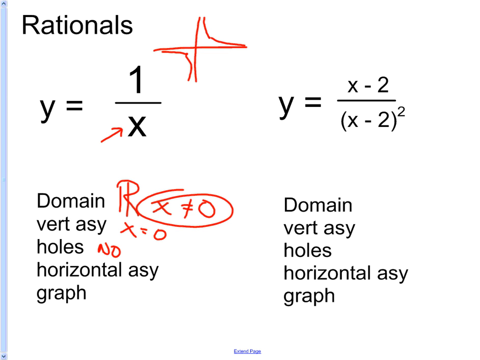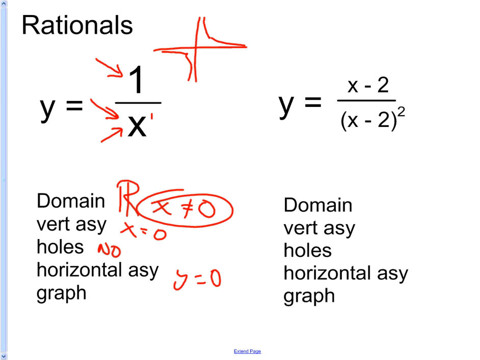Horizontals. That's bigger on bottom, bigger on top, same on both. Which one is it? What's the degree on the top? 0. What's the degree on the bottom? 1. So it's bigger on the bottom. Bigger on the bottom is y equals what? 0. Bigger on bottom is Bob, and Bob's a big 0.